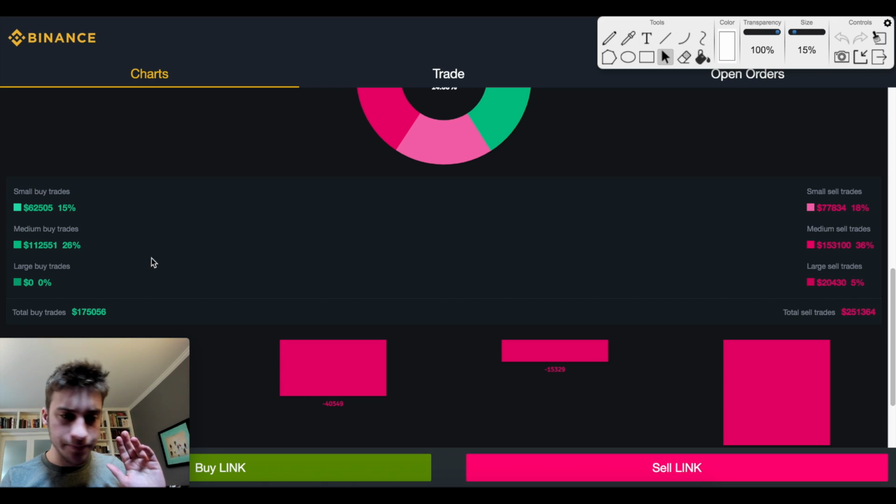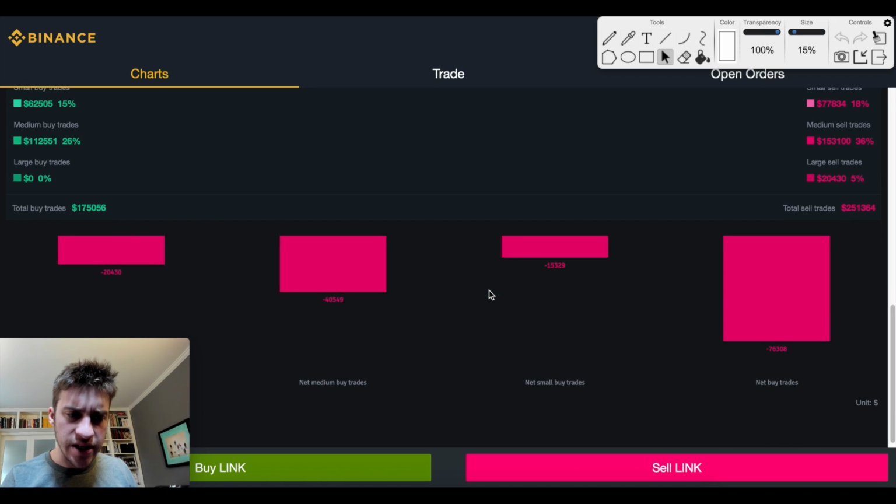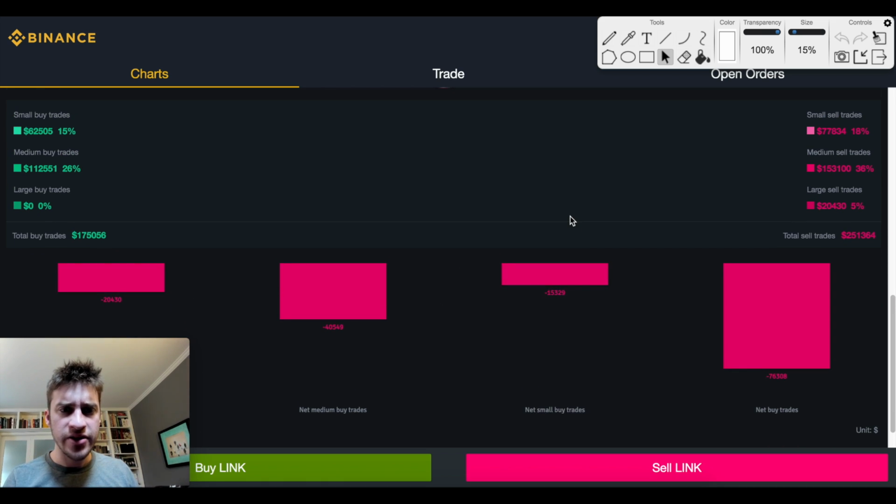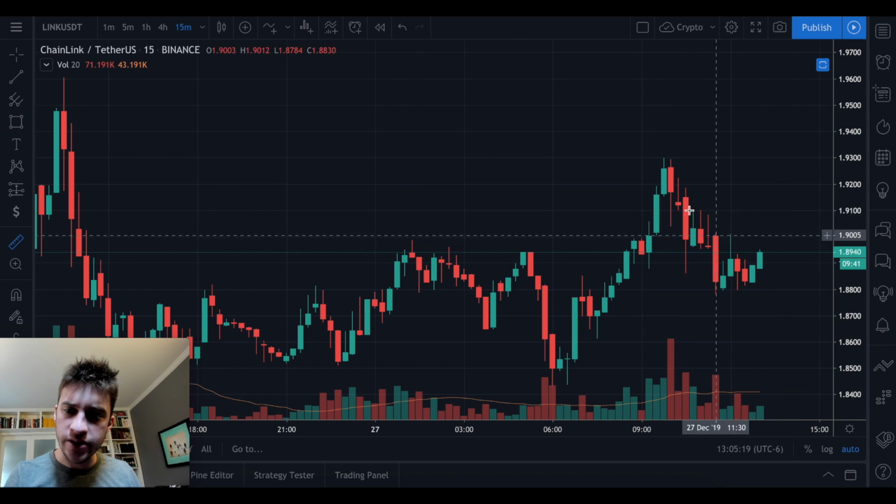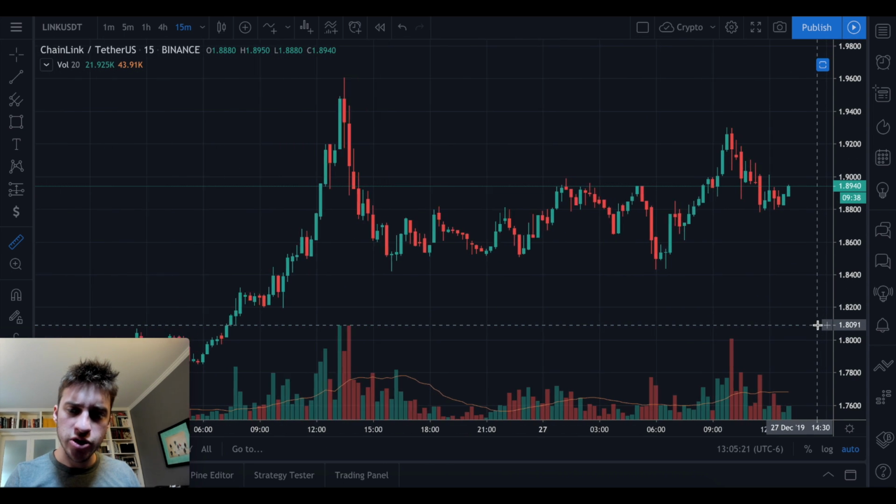There have not been many medium buys or small buys. And you can see here in the last 2 hours, it's been all sells. This is telling me that Link is probably going to continue to fall. I'm not really seeing a lot of bullish strength at this moment.